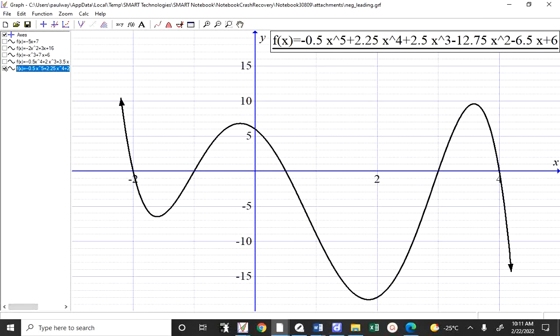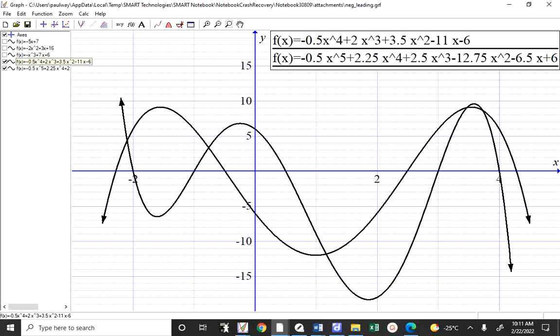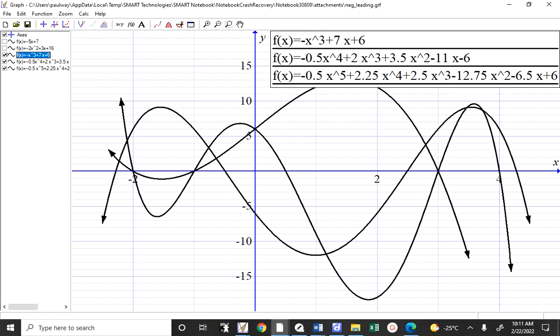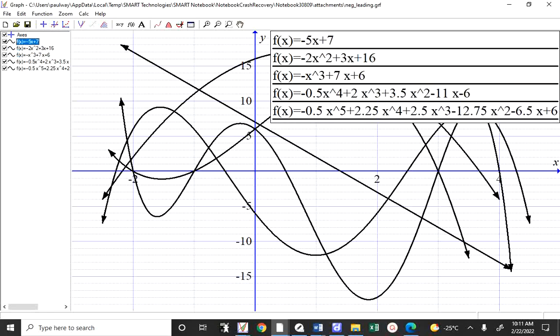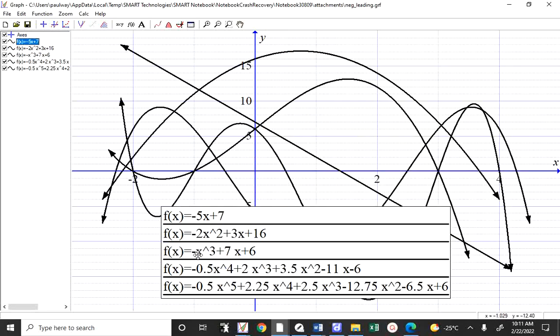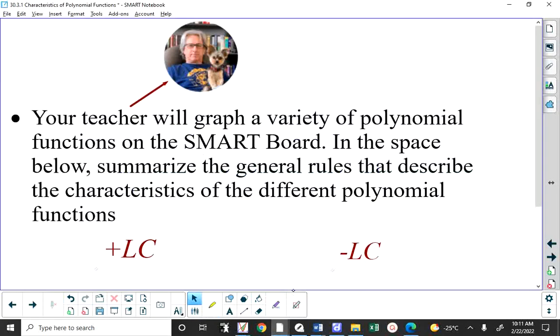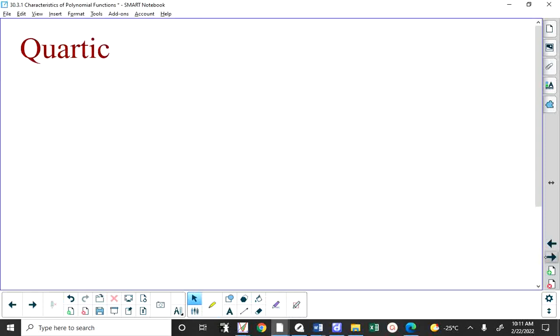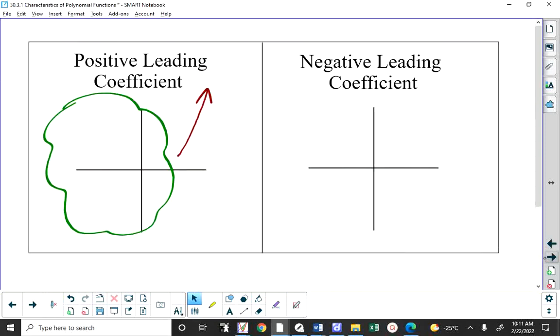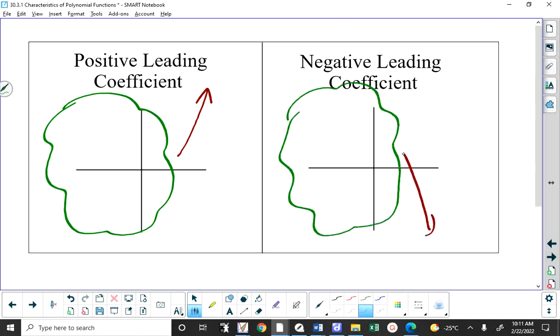These are all negative leading coefficients. Negative 0.5 x to the 5. Negative 0.5 x to the 4. Negative x cubed. Negative 2x squared. Negative 5x plus 7. When you take a look at all of the right arms, the arm on your right, they are all pointing down. And again, everything else about the graph you cannot determine unless you look at other features of the graph.